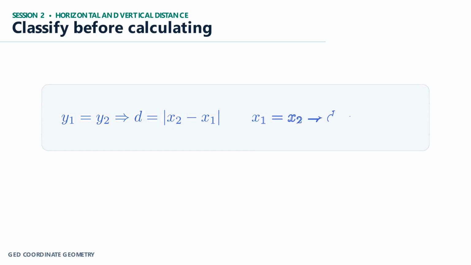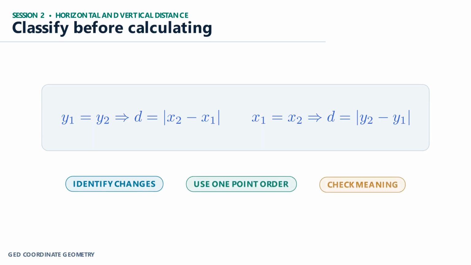First, classify the segment. Equal y-coordinates place both points at the same height, so the segment is horizontal. Only x changes, and the distance is the absolute value of x2 minus x1. Equal x-coordinates place both points on the same vertical line. Only y changes, and the distance is the absolute value of y2 minus y1. The unchanged coordinate tells you the orientation.